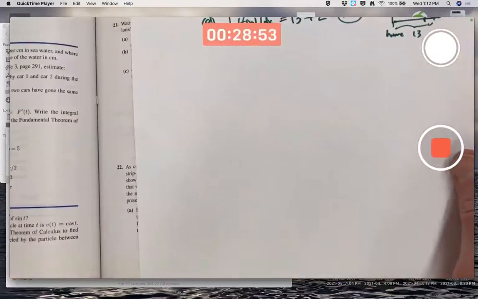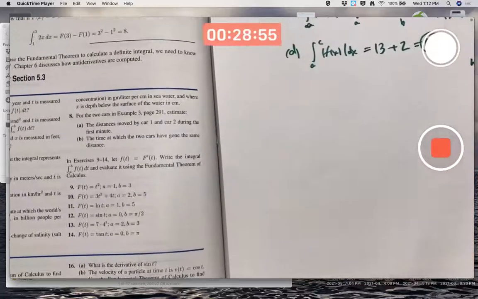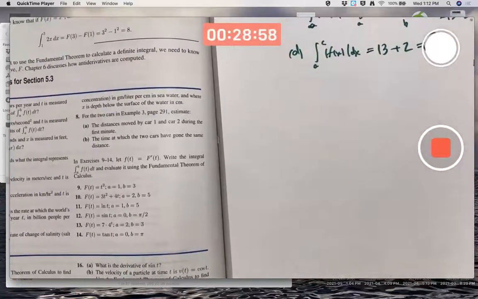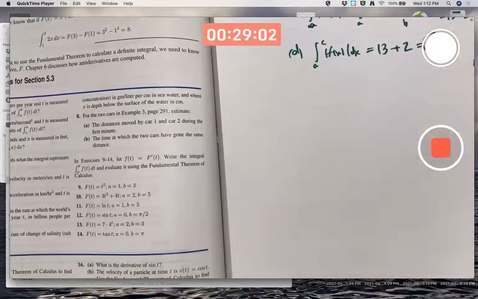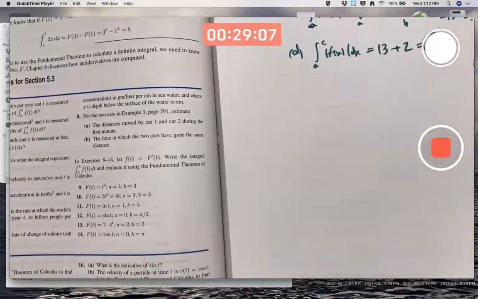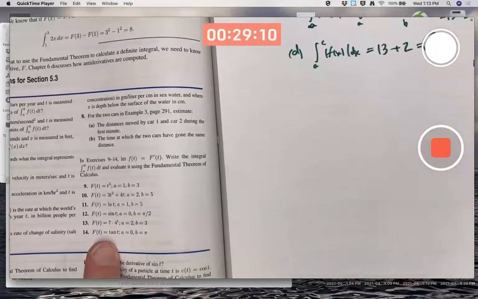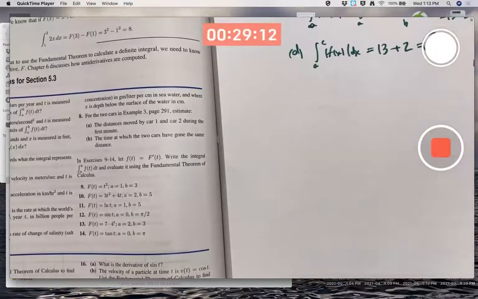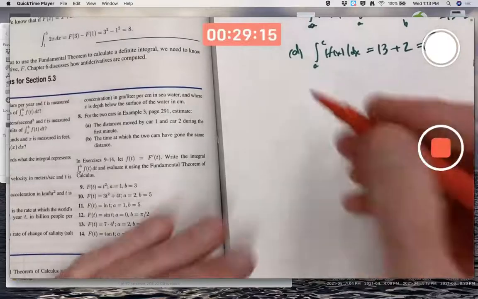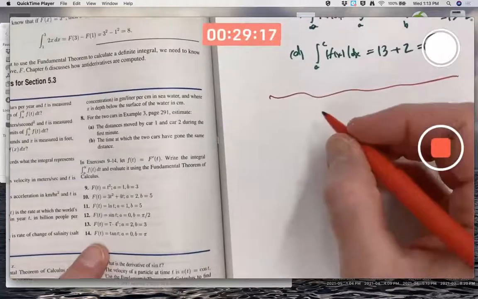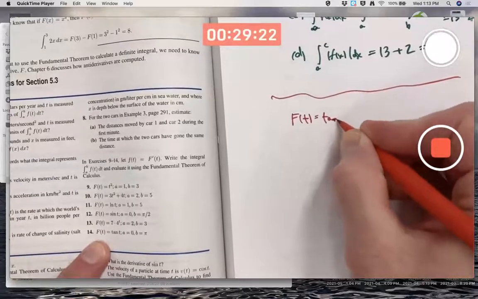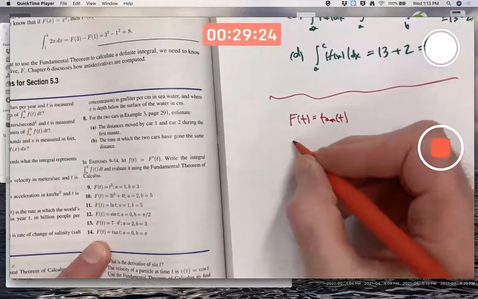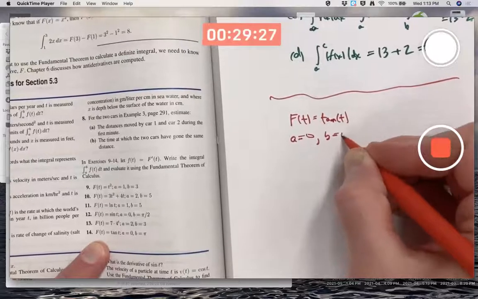Let's do a fundamental theorem of calculus problem. I assigned a few of these already. Let's try 14 here. These problems are phrased in kind of a strange way. In 14, you're told capital F of t is tangent of t. A is 0, B is pi.